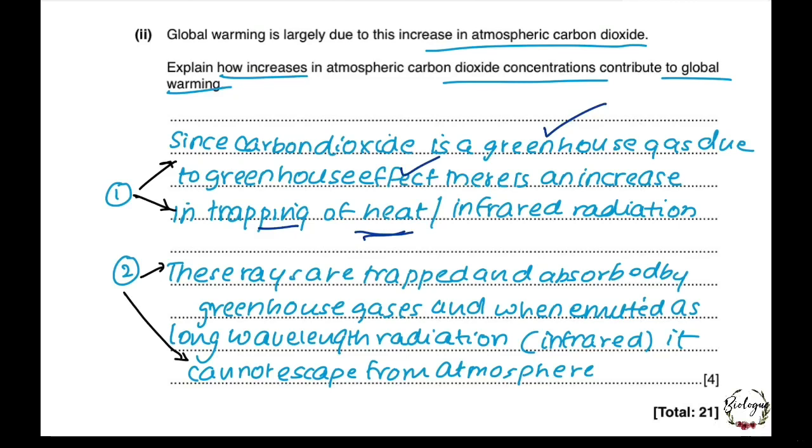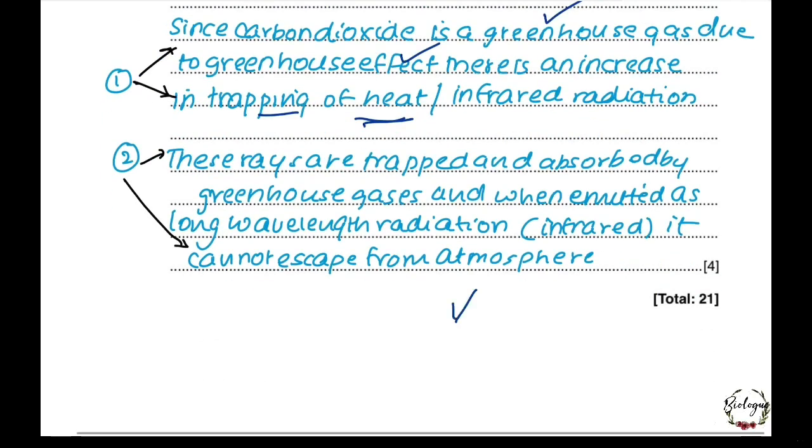So these rays will be trapped and absorbed by greenhouse gases, and when they are emitted as long wavelength radiation, which cannot escape from the atmosphere, right? So the incoming rays are in fact short wavelength rays. Like in a greenhouse, why is it that the temperature is able to remain high? Because it traps heat. It traps the short wavelength infrared radiation that is coming in, and it emits it as long wavelength infrared radiation. So the long wavelength rays cannot pass through the glass, right? The long wavelength rays will be difficult to pass through, so they remain in the atmosphere.